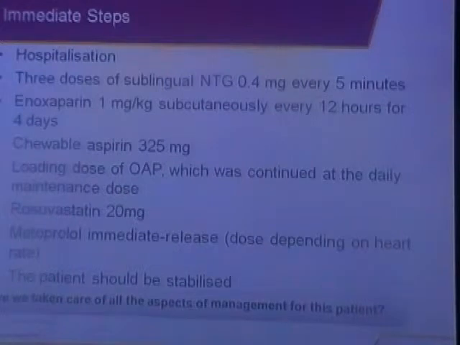Rosuvastatin or atorvastatin, one of the statins has to be given, and there are some trials which have shown that loading with a high dose statin when a patient presents with acute chest pain and acute coronary syndrome brings down the level of inflammatory markers, and these patients are shown to perform better in the long run. Metoprolol should be given depending on the heart rate and blood pressure if the patient is not in bad pulmonary edema, and the patient should be stabilized.